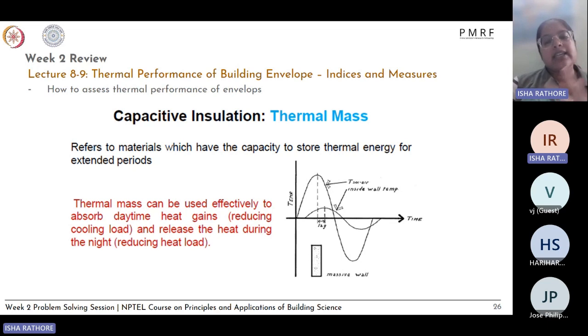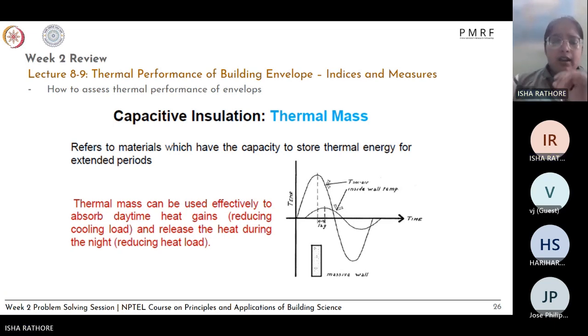And because this heat is being transferred through these different layers, the amount of heat which is transferred to the different layers gets reduced because each of these layers has a storage potential. So again, the amount of heat which reaches inside is much lesser compared to the heat which was gained on the outside surface. So thermal mass is used effectively to absorb the daytime heat gains, that is reducing the cooling load. If you reduce the daytime heat gains, you do not need the same amount of air conditioning. So you basically reduce your cooling load and release the heat during the night, reducing the heating load.